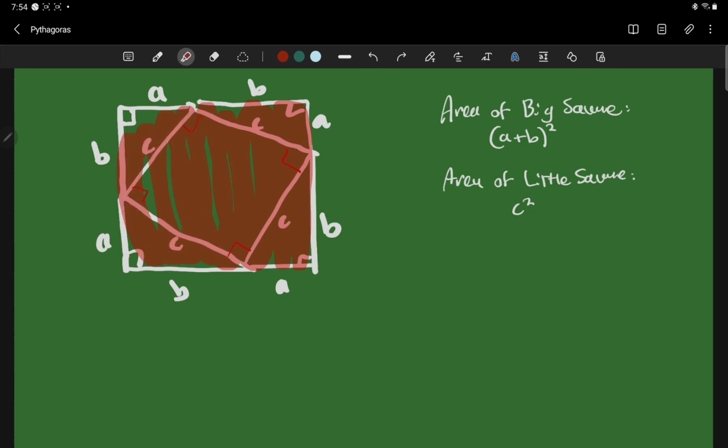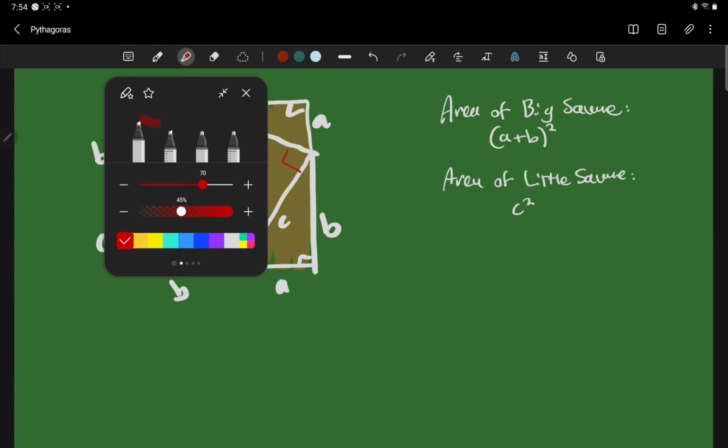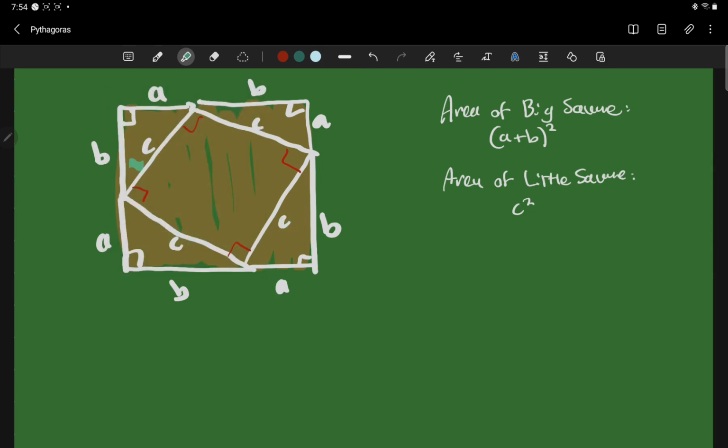So this entire square, A plus B squared, the entire thing. And what we're going to do is take out the area of the four triangles. We're just going to get rid of them. And what we're going to be left with is just the middle portion, just that middle square with the area of C squared. So how would we write this with an equation?